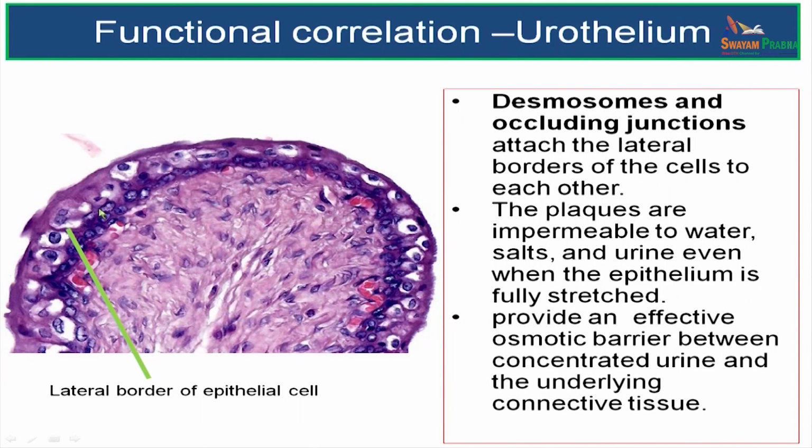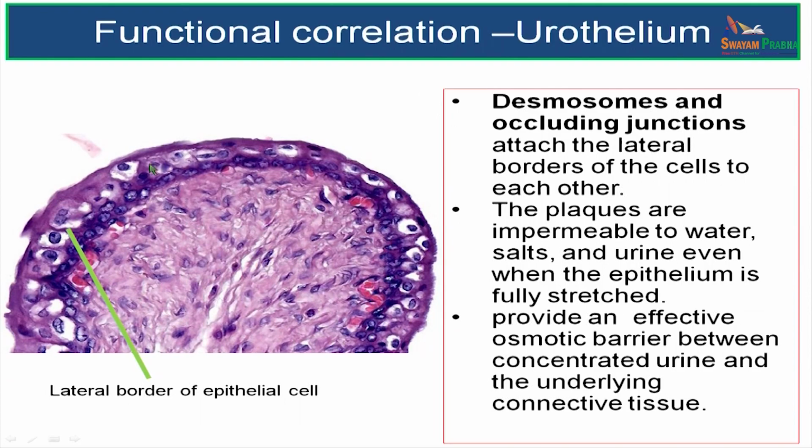Also, one more thing you must note that desmosomes and occluding junctions attach the lateral border of cell to one another. This is the lateral border of one cell, this is another cell, this is the lateral border of the cells. There are some cell junctions here which are called desmosomes and occluding junctions. This is also one characteristic feature of the cells of the transitional epithelium.